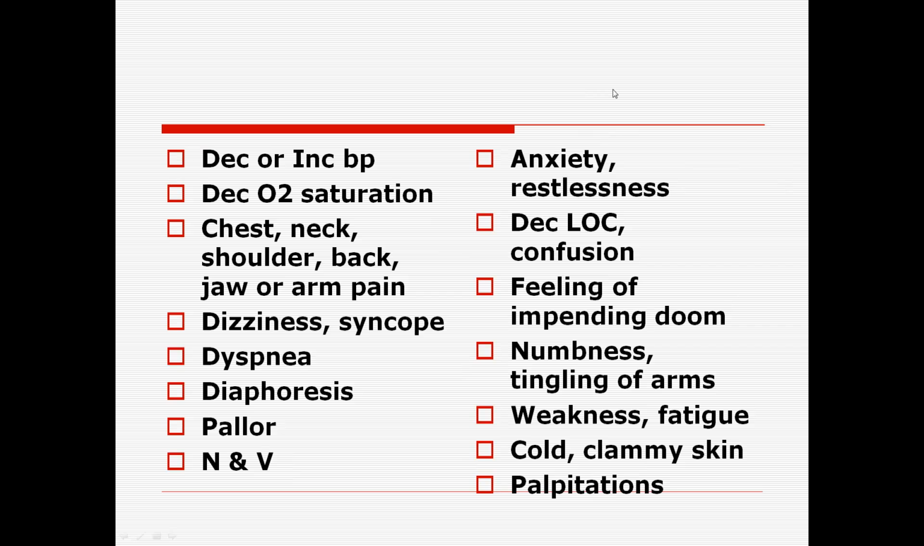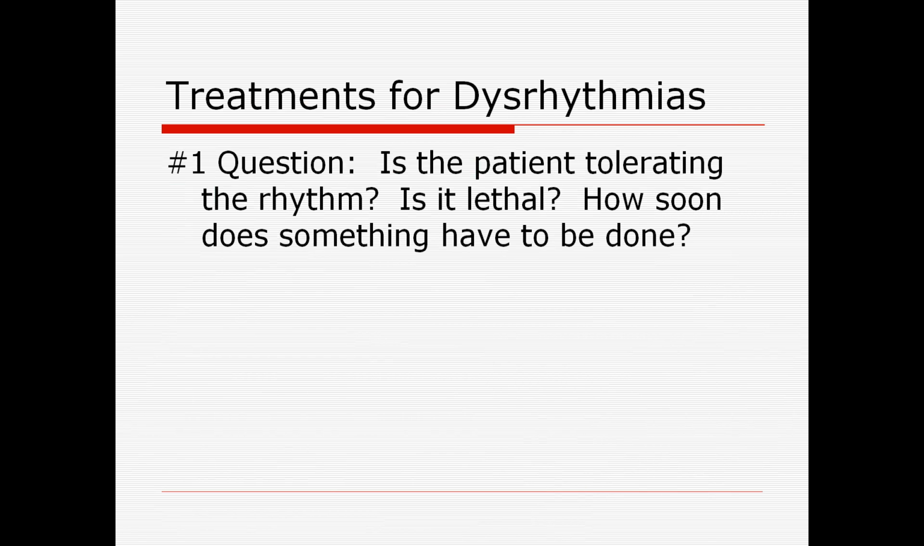That's why we check the patient first. Check the patient, check the leads, treat the symptoms. So, first question we ask, is the patient tolerating the rhythm? Is it a lethal rhythm? How soon does something have to be done? If somebody's tolerating a rhythm in atrial fib and they don't have any symptoms, it's not an emergency right now to do something. If they went into VTAC and it's a lethal rhythm, we have to do something within seconds and minutes or they'll die.